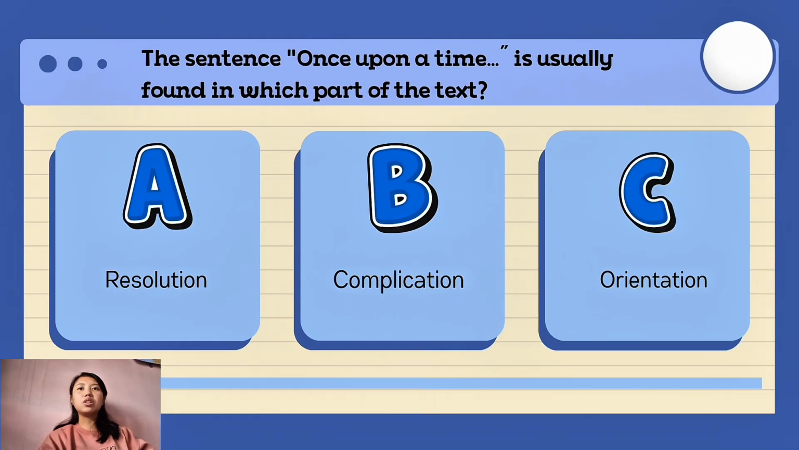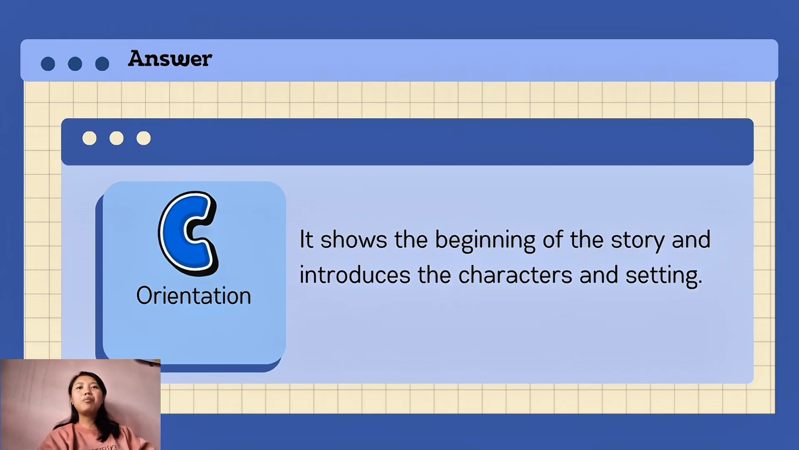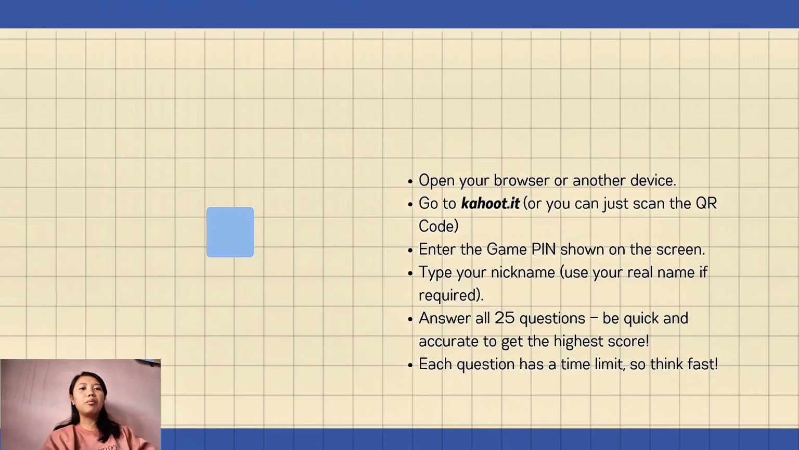And this is the last question. You often see this phrase in some stories, like once upon a time. Which part is that from? Please think carefully for a few seconds. Yep, you got it. It's the orientation part, because it shows where the story begins, and in this part we also meet the characters for the first time. And yeah, that's the mini quiz.